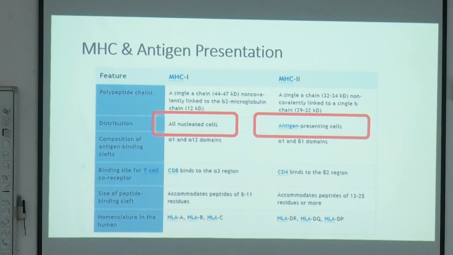Now, what are antigen presenting cells? Give some examples of antigen presenting cells. Macrophage, neutrophil, and anything else? On skin, it is known as dendritic cells. Okay, so if you go and study, almost every organ system has its antigen presenting cells. So those antigen presenting cells will express MHC2, whereas all nucleated cells express MHC1.